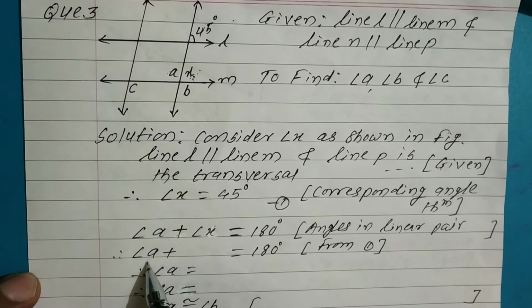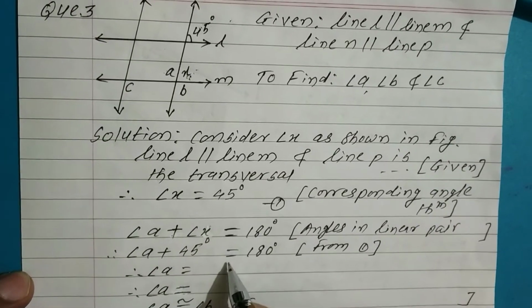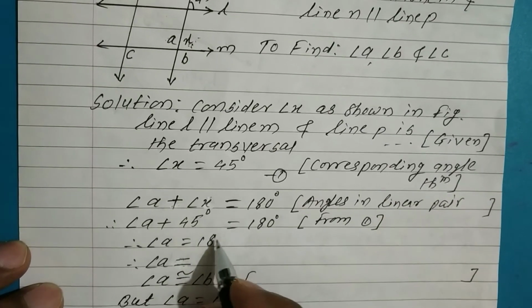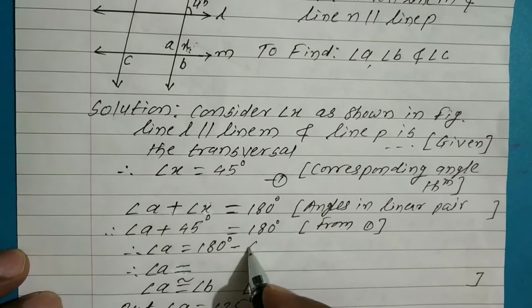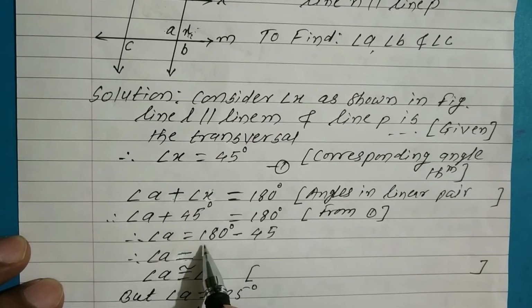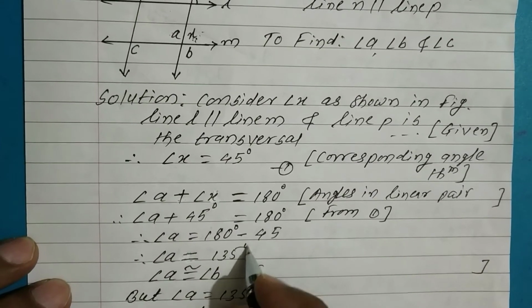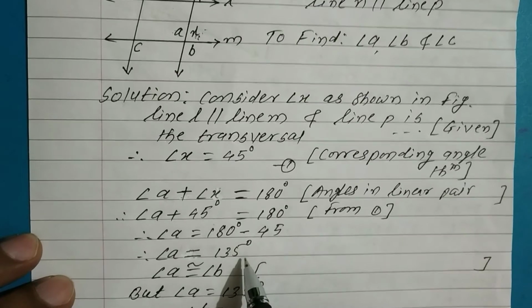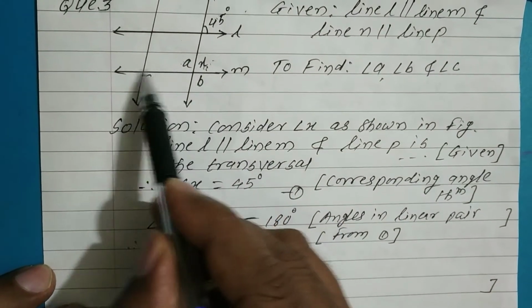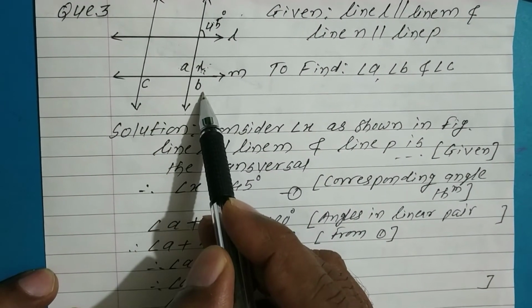Therefore next step, angle A plus the measure of angle X, which is 45 degree from first, is equal to 180 degree. Therefore angle A is equal to 180 degree minus 45 degree. Therefore angle A is equal to the difference, 180 minus 45, which is 135 degree.